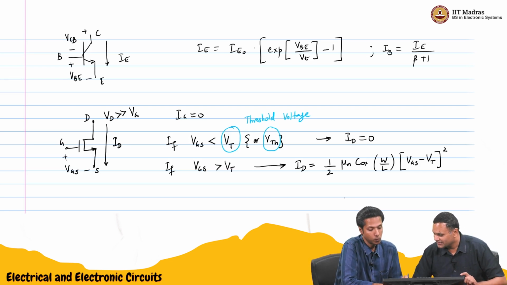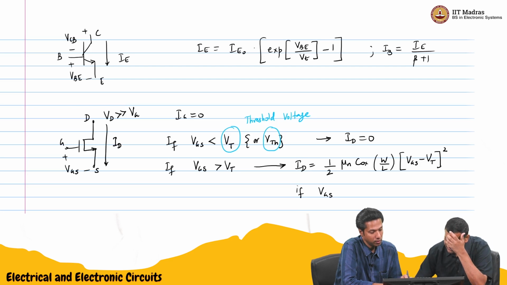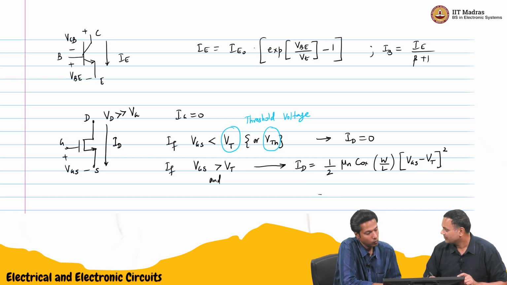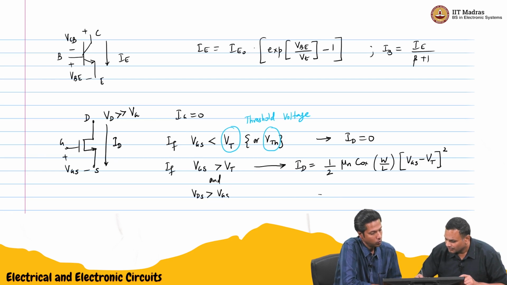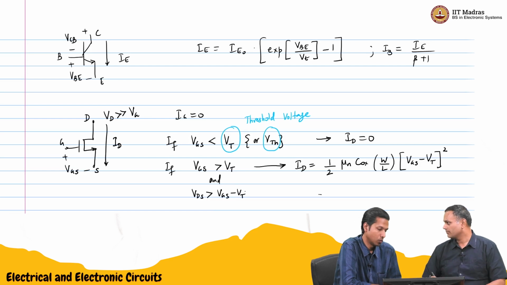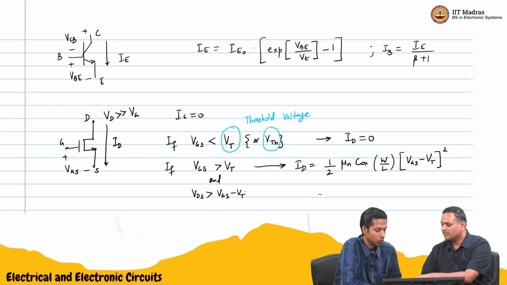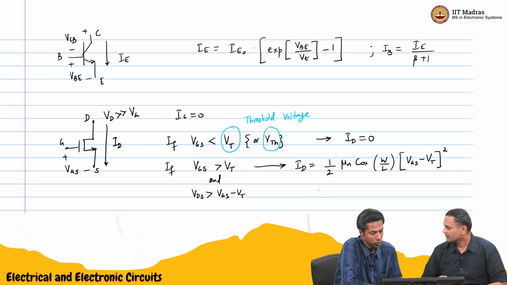Well, let me write the condition. If VGS is greater than VT, that we have written here. We'll write it like this. And we have to say VDS is greater than VGS minus VT. If these two conditions are satisfied, the current will have this equation. So the drain to source voltage should be greater than the gate to source voltage minus VT.